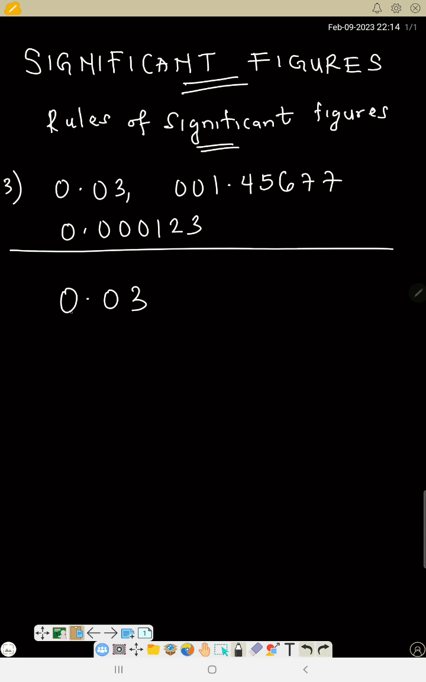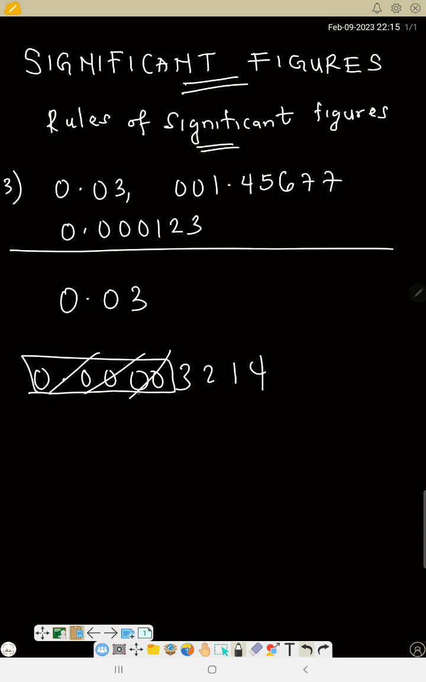You will notice now that 0 starts, and if zeros start, they are not significant. So the only number we are starting with is 3. So that is one significant figure. So if I have 0.00003214, how many significant figures is this? All these zeros, they are not significant. So leading zeros are never significant. So this is 4 significant figures: 1, 2, 3, 4.